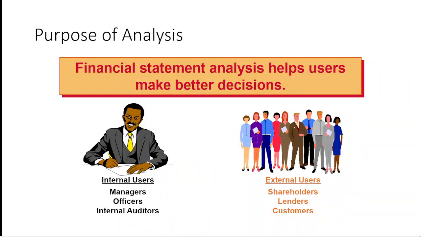Lenders may want to understand whether they should give a loan to the company and whether it will be able to pay the principal and the interest on time. Customers would want to know whether the company will be able to complete its commitments. If they are major suppliers of the company, suppliers would want to know whether the company can pay. Everybody has different purposes, and for every purpose there is a different method we normally use to analyze and understand. We are going to talk about that in more detail.